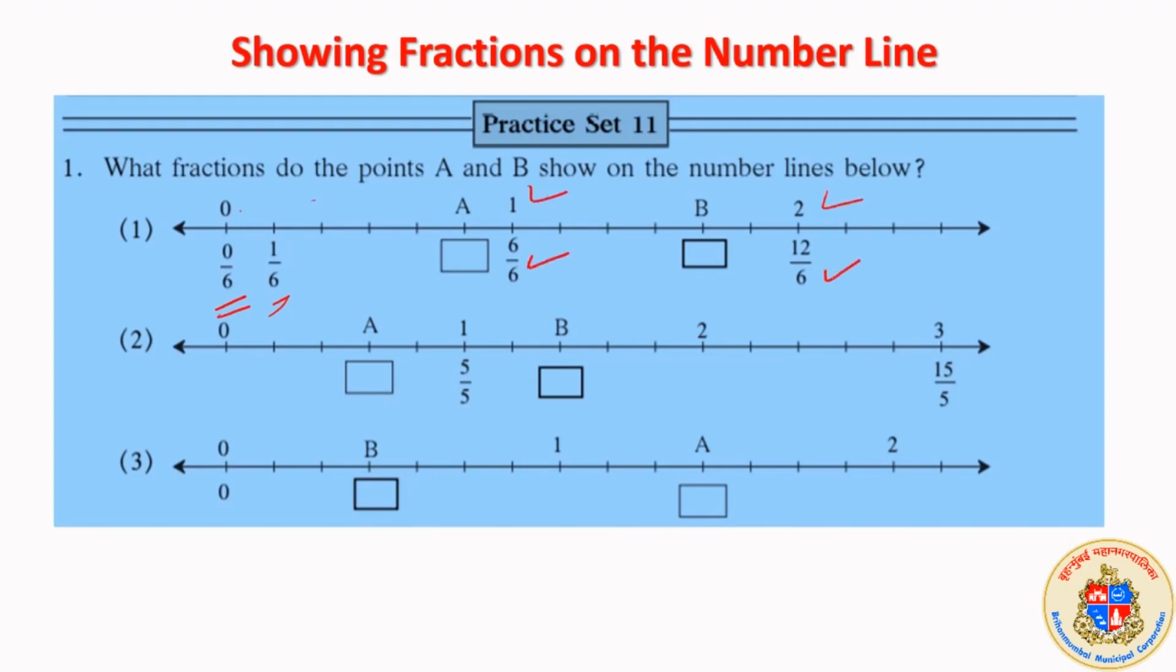12 upon 6 is equal to 2. Here it will surely be one back. It is 5 upon 6, because this is 1 upon 6, 2 upon 6, 3 upon 6, 4 upon 6, 5 upon 6, 6 upon 6, 7 upon 6, 8 upon 6, 9 upon 6, right? 10 upon 6 you will mark. So it's a very simple exercise.